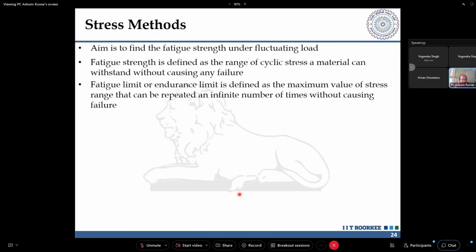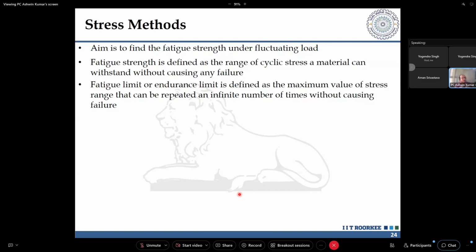A fatigue limit or an endurance limit is defined as the maximum value of stress range that can be repeated an infinite number of times without causing any failure, right? So there is a difference. Fatigue strength is like, if I have the stress range, how many number of cycles can it take up? So we are talking about a connection or a plate or a weld or any kind of joint.